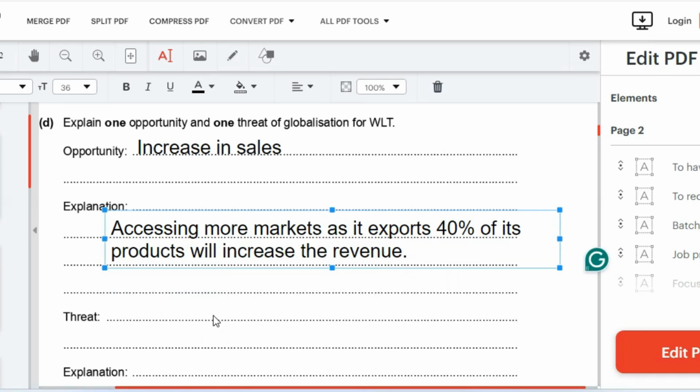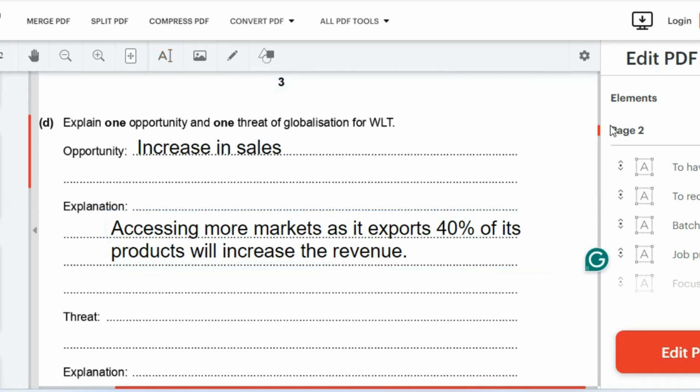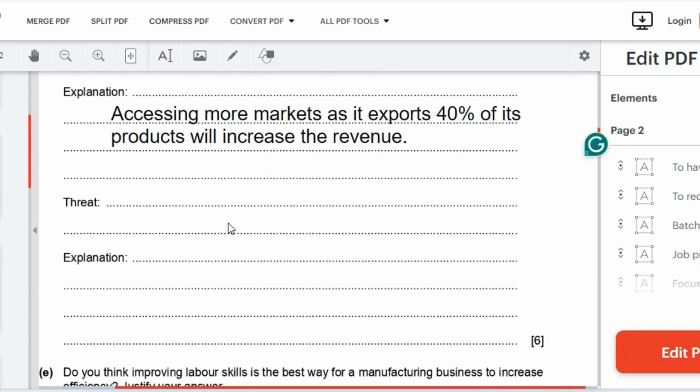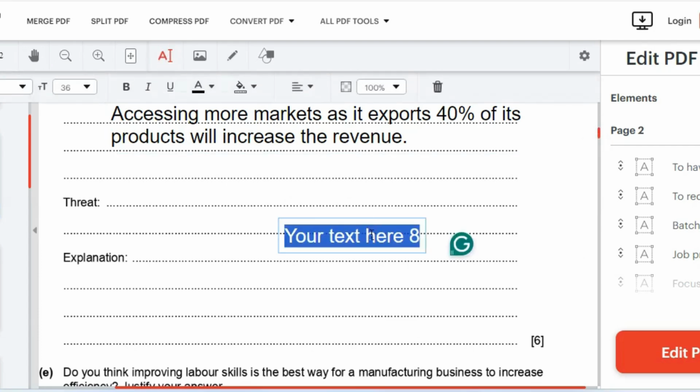Now, that is not the only opportunity for the company. We have cheaper raw materials from other countries. We also have labor that might be cheaper and the global brand that is more recognized and desirable. But we were told to just list one opportunity and give an explanation. Now, moving to the threat of globalization to WLT company. We have one of the threats to be an increased competition, that is an increase in competition.